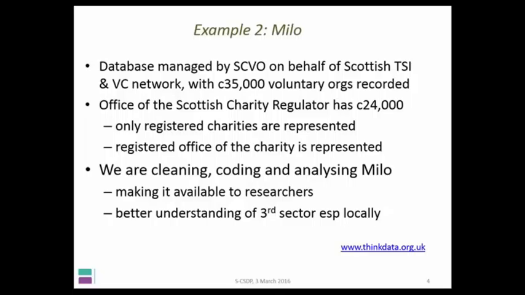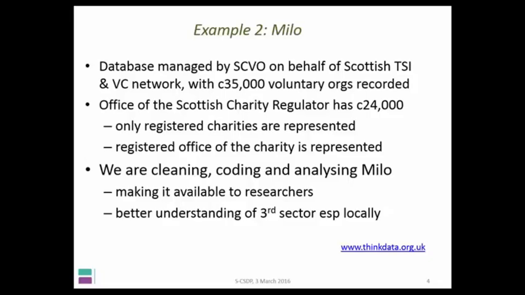And that carries approximately 35,000 voluntary organisations. In comparison, the Office for the Scottish Charity Regulator, the OSCR database, has about 24,000 records. That has previously been used to analyse the third sector in Scotland, but it has some disadvantages.